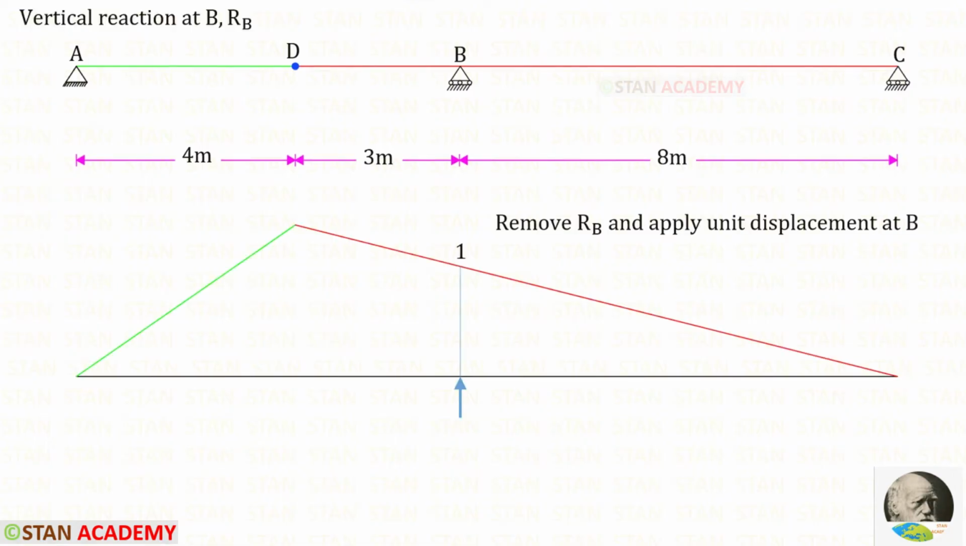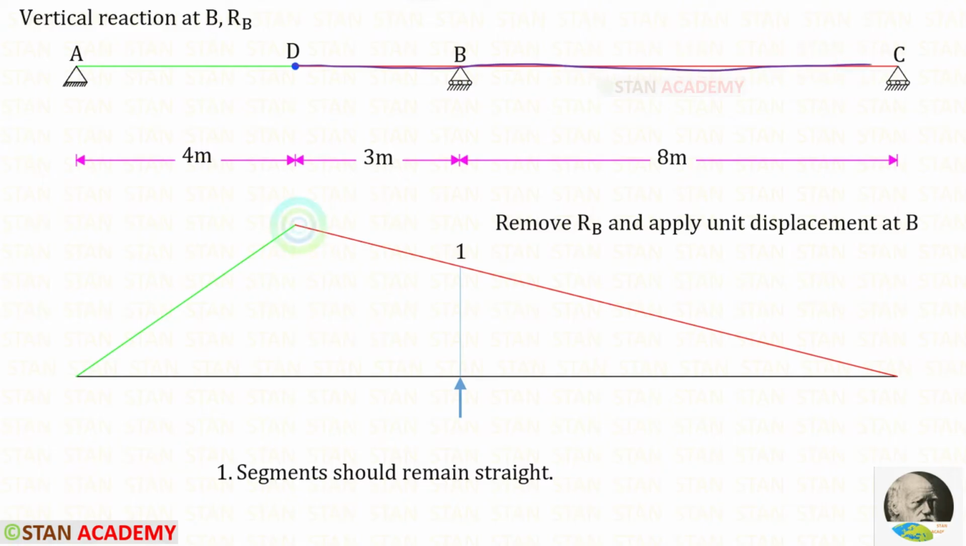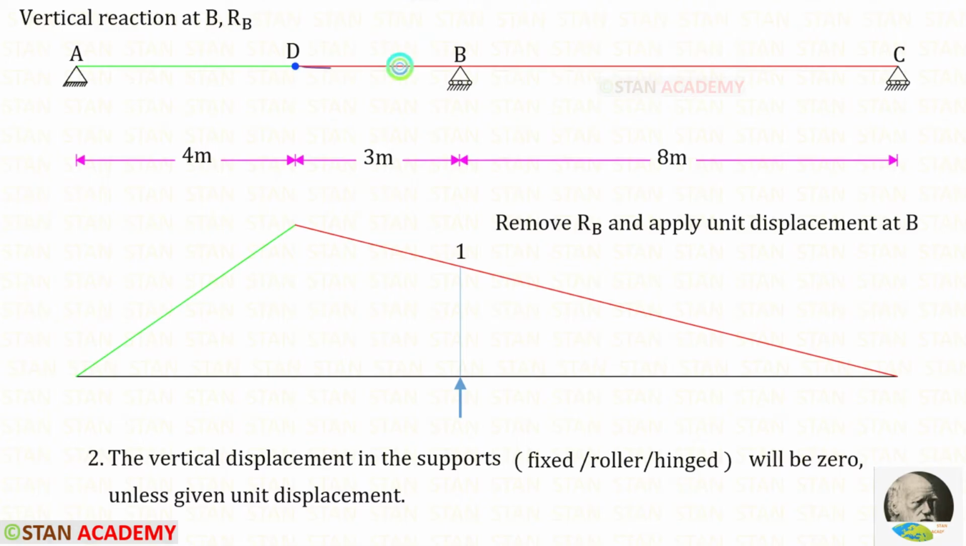Now let us draw the ILD for the vertical reaction at point B. We need to remove RB and then apply unit displacement upwards. We know that the segments should remain straight. That is why when we give unit displacement at B, the segment DBC goes like this and remains straight. We may have a doubt why DBC is not going in this way.